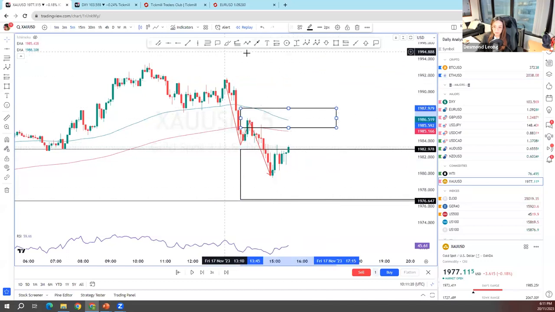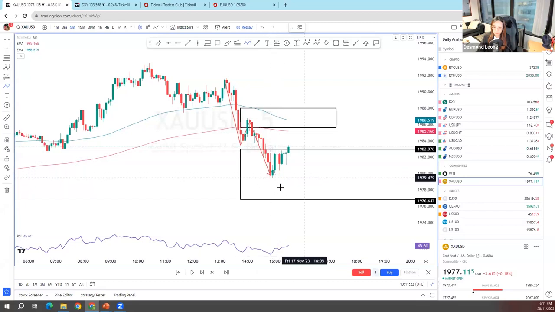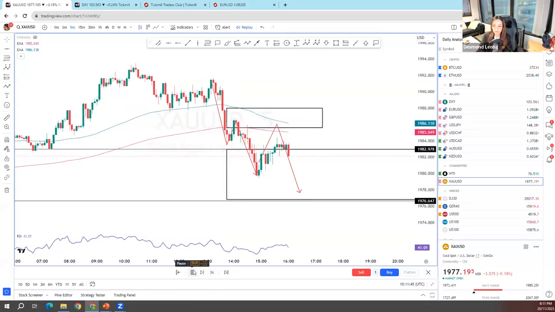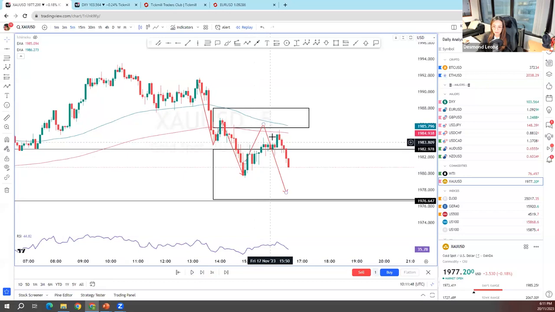Now, you still hold or you close all positions, say 1986 to 1979. Let's just say 60 pip. You already TP, you already close all the profit. And if you want to re-enter again, you wait for price to pull back here and then you sell. I'm still trying to find one. Okay, you see, I stop here.